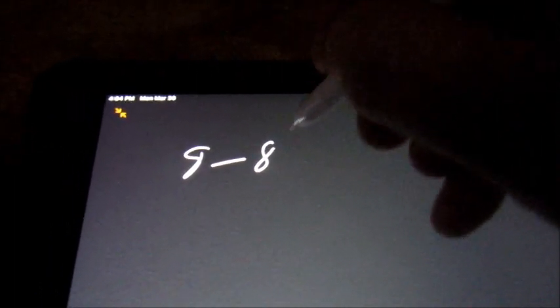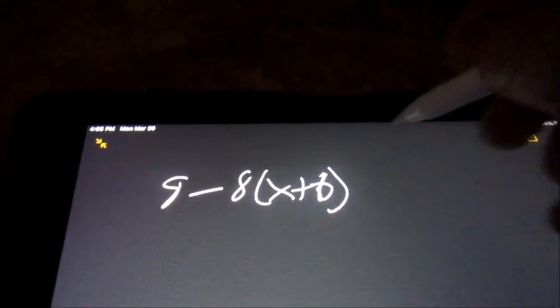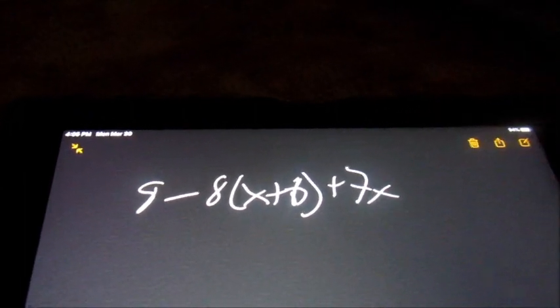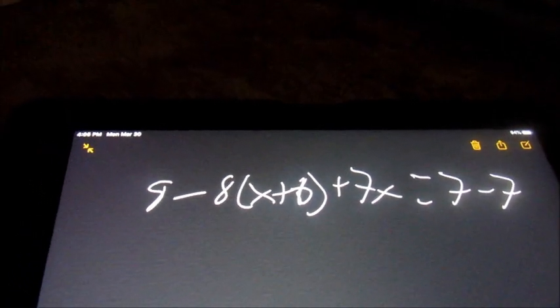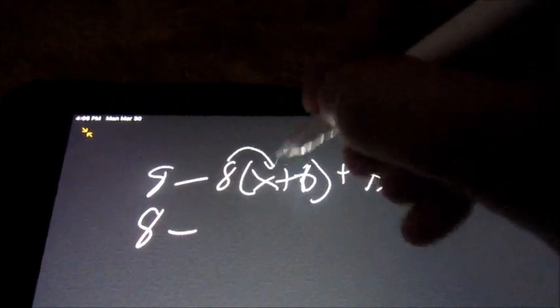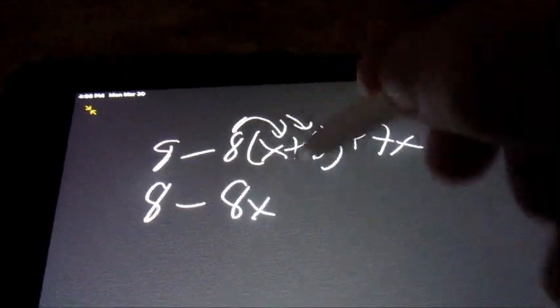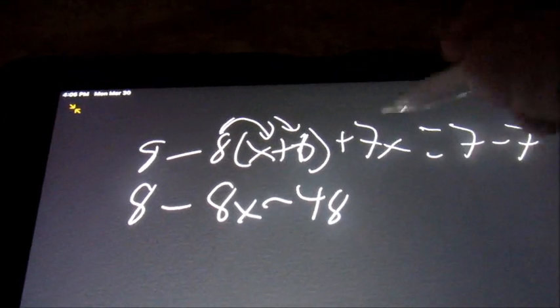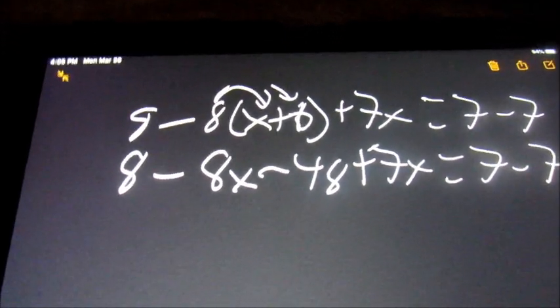We'll have something like 8 minus 8, open parentheses, x plus 6, close parentheses, plus 7x equals 7 minus 7. Okay, so the first thing we do is distribute on this side. So we're going to have 8 minus, distribute this negative 8 here. So negative 8 times x is negative 8x. And we have minus 48 plus 7x equals 7 minus 7.